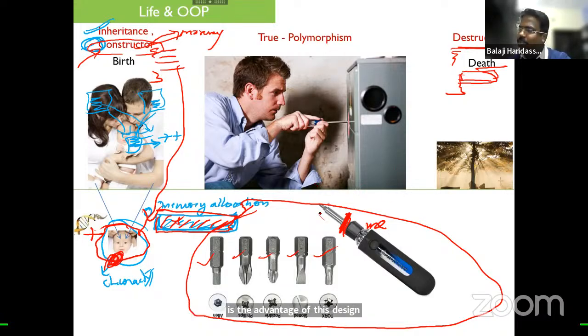We have another 15 minutes. I think we should close quickly. What is the advantage of this design? Anyone?